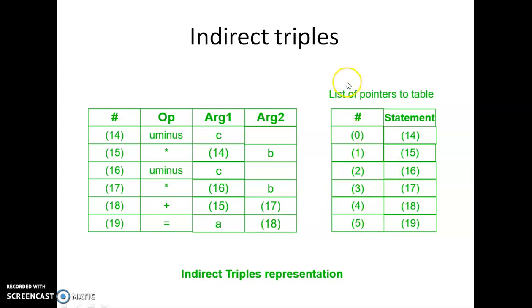This one is the actual address which is considered, but in reality in memory the 0th instruction will be present at the 14th memory address. The first instruction is in actual reality present at the 15th memory address. So that's why it is known as indirect triples.